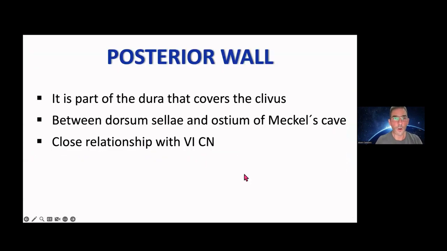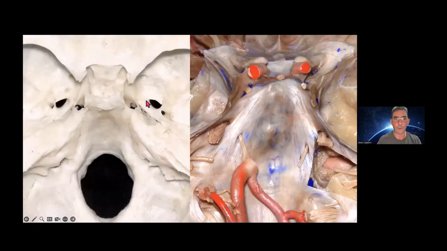The posterior wall is part of the dura that covers the clivus. It is between the dorsum of the sella and the ostium of the Meckel cave, and it has a very close relationship with the sixth cranial nerve. So this is bone, and we can see the posterior view, the posterior wall of the cavernous sinus.